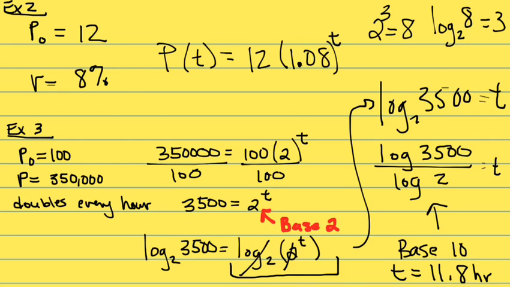Log button. It's always a base 10. Everybody double check, type this in your calculator, and see if you can get that result to come up. You should get 11.77 as the solution, which rounds to 11.8. Okay? Some of you can do the log base change formula. And so if you can, it makes this out to be really nice.